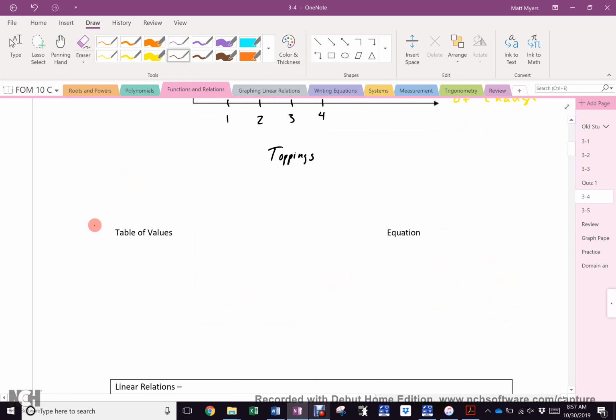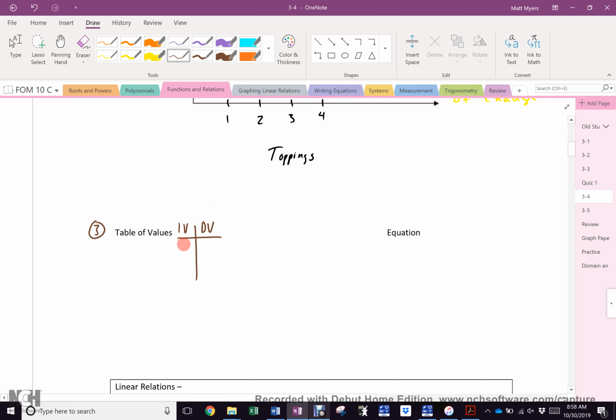Now, table of values is what I called it when I was your age. But for some strange reason, the term table of values has become very unsexy. And all of you call a table of values a T-chart because it looks like a T. I hate that. It's a table of values. And all tables of values work the same way. On this side is the IV. On this side is the DV. No matter what. Everybody understand?